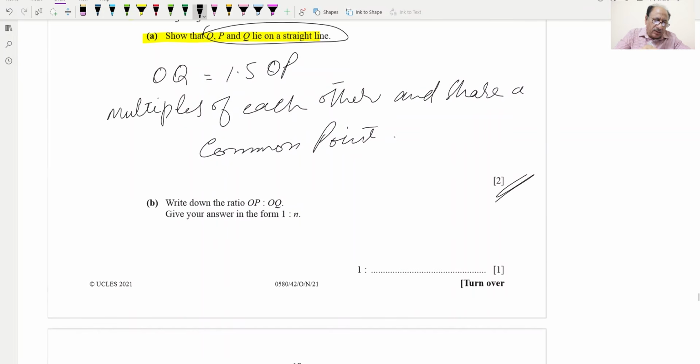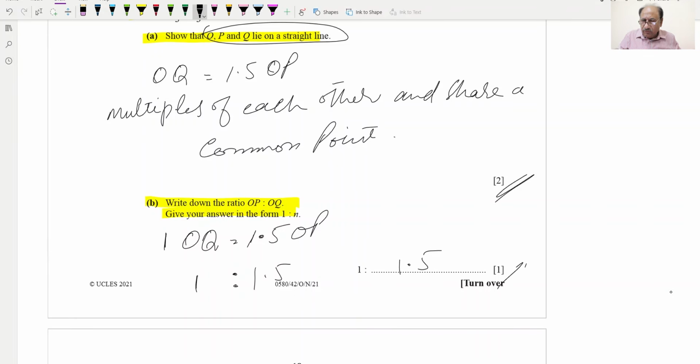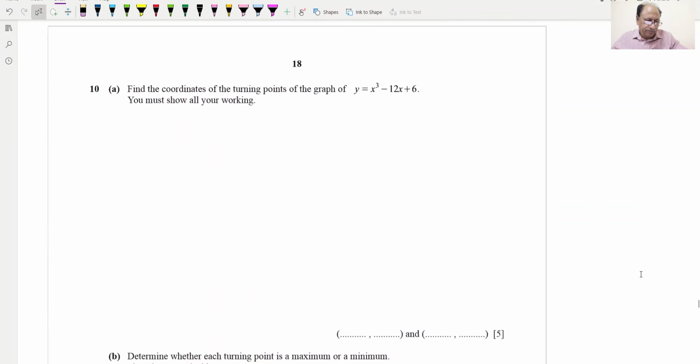Now they are saying, write down the ratio OP to OQ in this format. As we know that OQ is 1.5 of OP, the ratio will be 1 ratio 1.5. So 1 ratio 1.5. This is a 1 mark question which we have done.